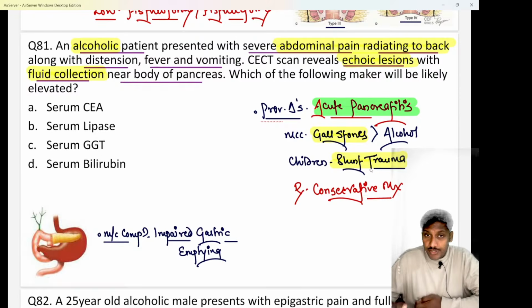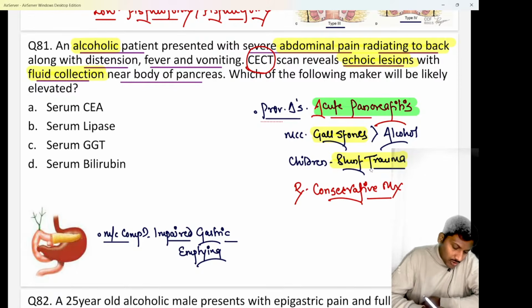Clear? Remember, in cases of acute pancreatitis, the investigation of choice is CECT abdomen. I have told you, the best radiological investigation for any retroperitoneal organ is CECT abdomen, whether it is pancreas or kidneys. Clear? Whatever the condition.